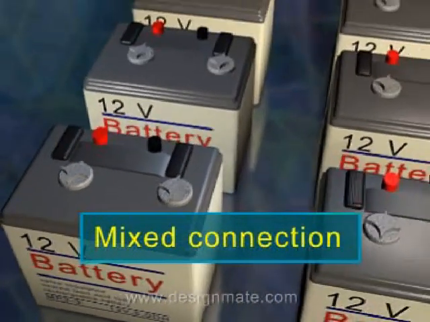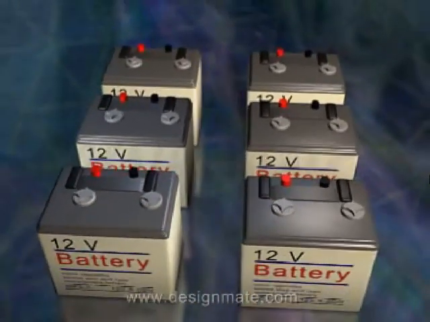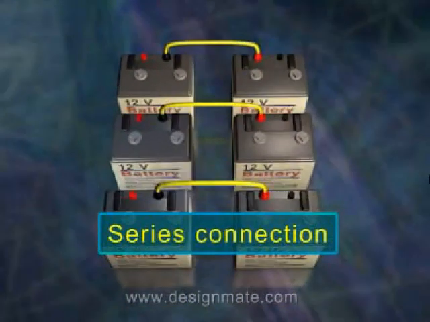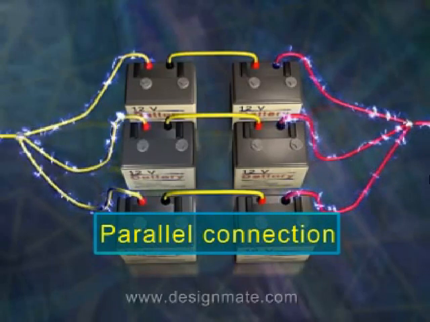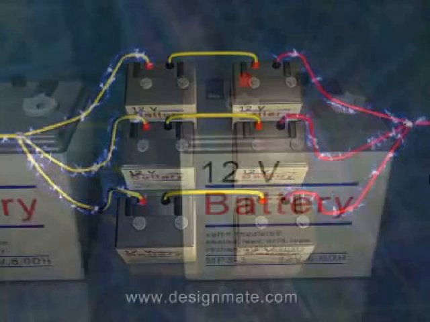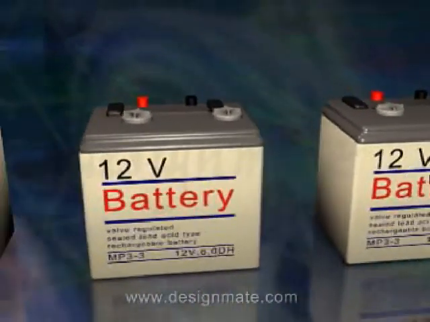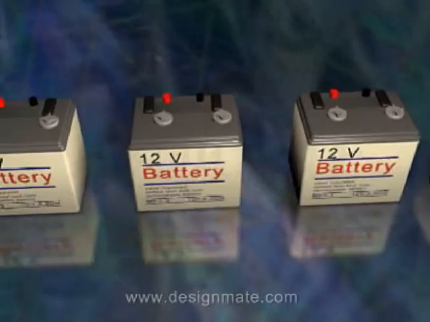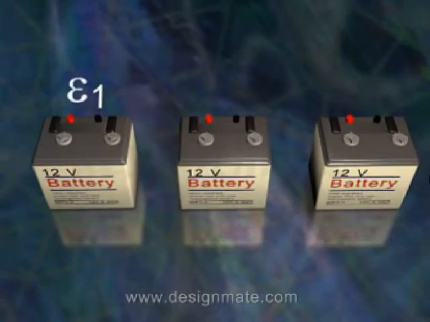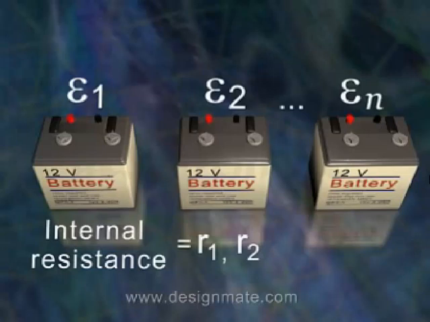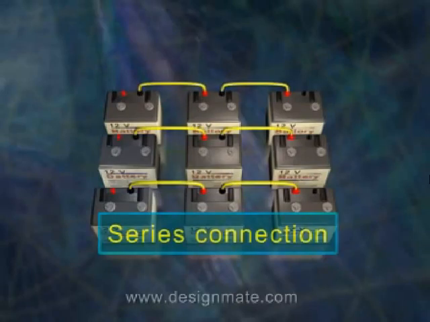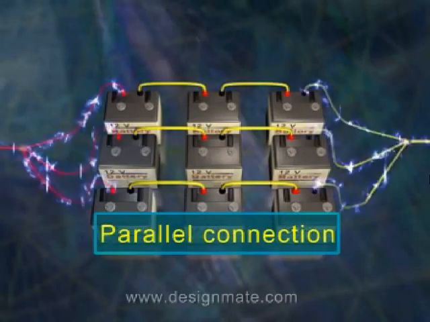Mixed connection. A number of cells are connected in series and many such series connections of cells are connected in parallel with each other. Let us consider a series of n cells having EMF epsilon 1, epsilon 2 and so on, epsilon n, and internal resistance R1, R2 and so on, Rn. Let there be m such series of cells connected in parallel.